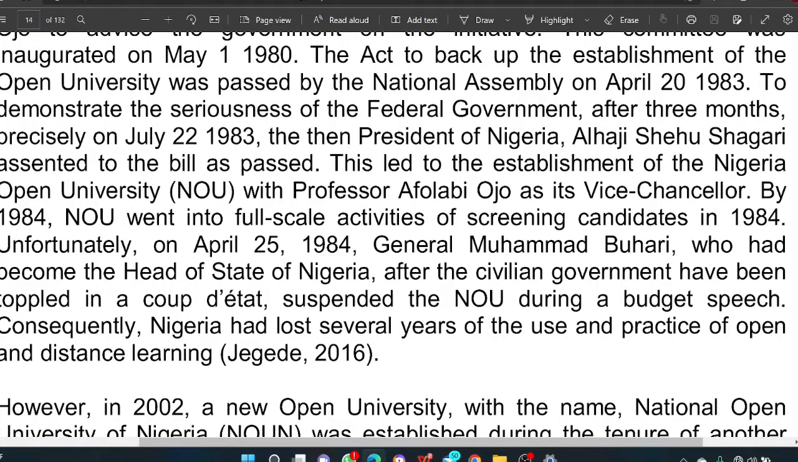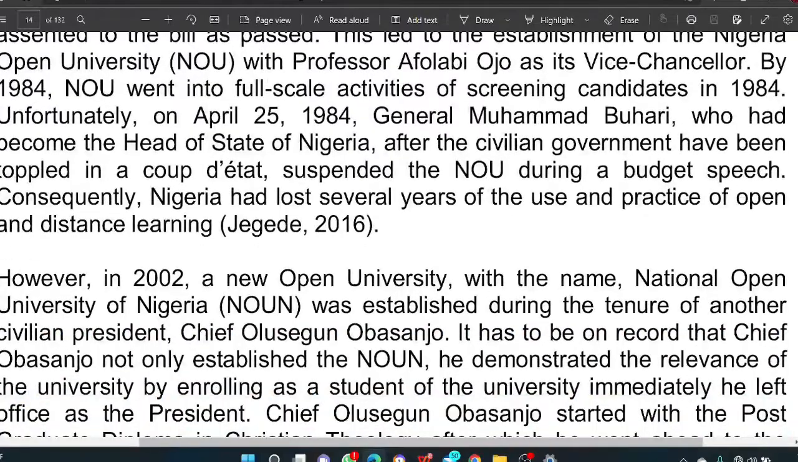Unfortunately, on April 25, 1984, General Muhammadu Buhari, who had become the head of state of Nigeria after the civilian government had been toppled in a coup d'etat, suspended the National Open University during a budget speech. Consequently, Nigeria lost several years of the use and practice of open and distance learning (Jegede 2016).